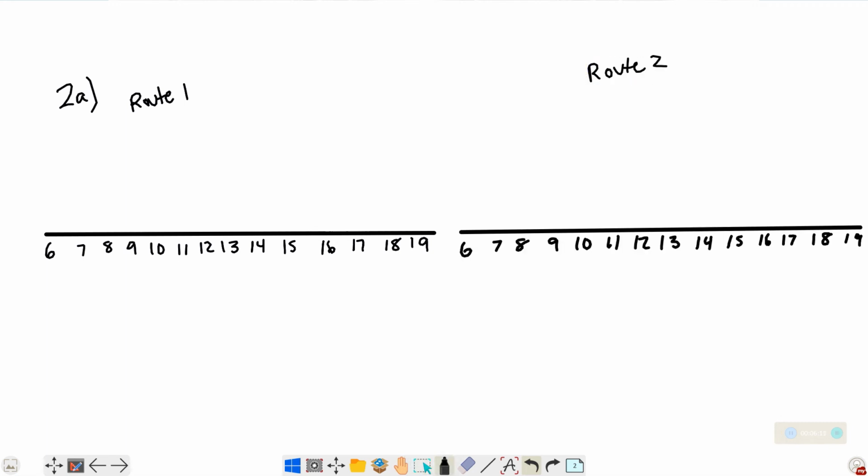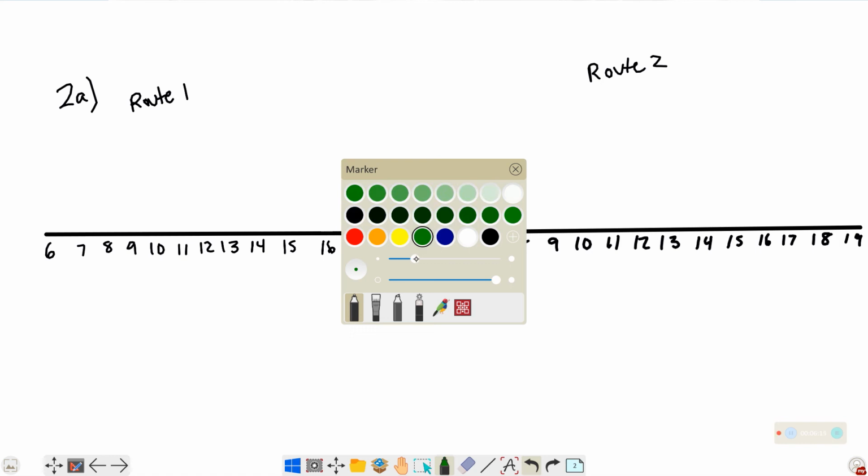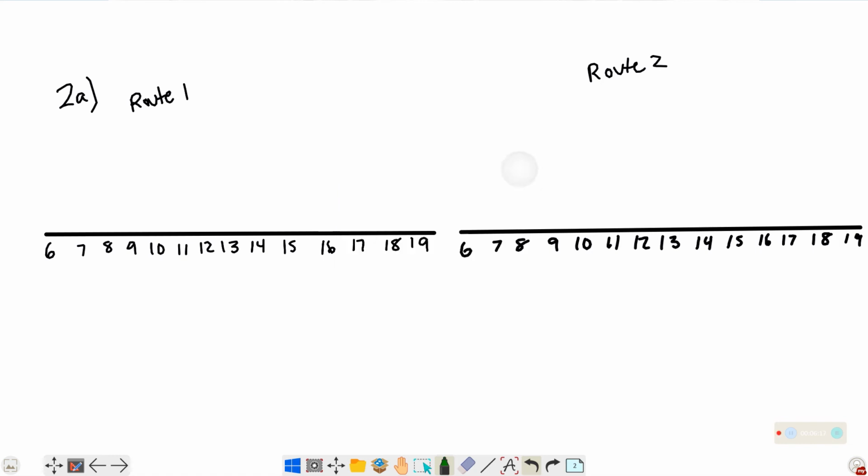Now that our number lines are drawn, we need to put the dots on there. So make sure you put a dot for each number listed, each time listed. And then do the same thing for the other one.